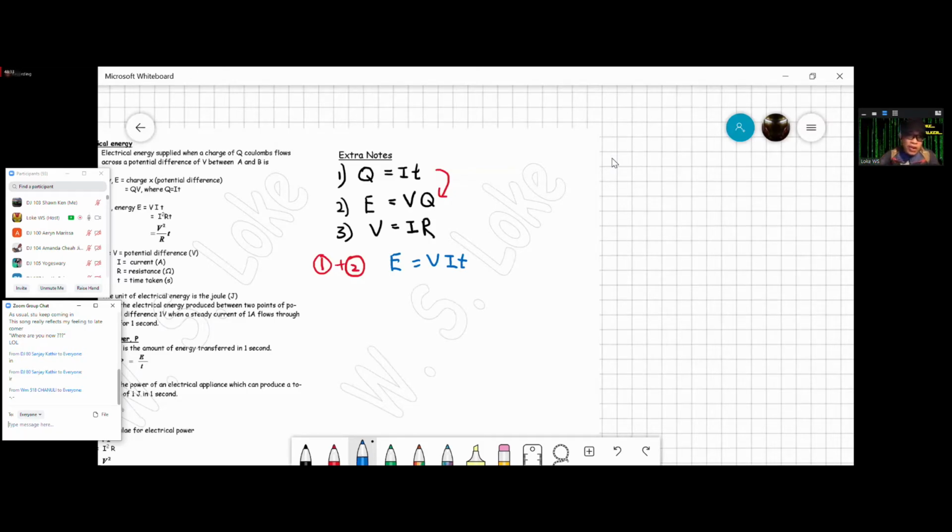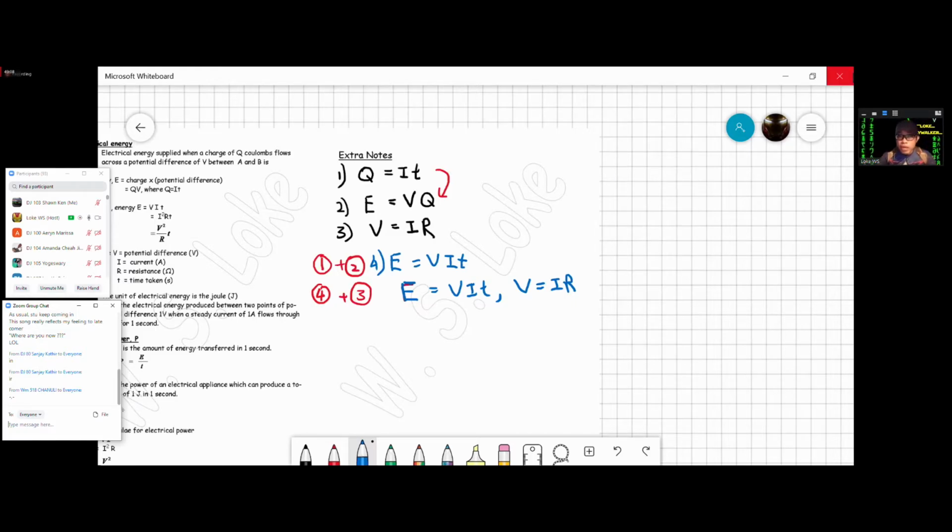So let me call this formula number 4. Okay? Happy? And you know what's the best part? This formula number 4, you combine with number 3. A lot of magical things can happen now. You see, I show you what happened. You know that already. Oops, sorry, I used blue. So E is equal to VIT. Right? But you must understand, V is equal to IR. Correct or not? So what you can do, I can substitute.